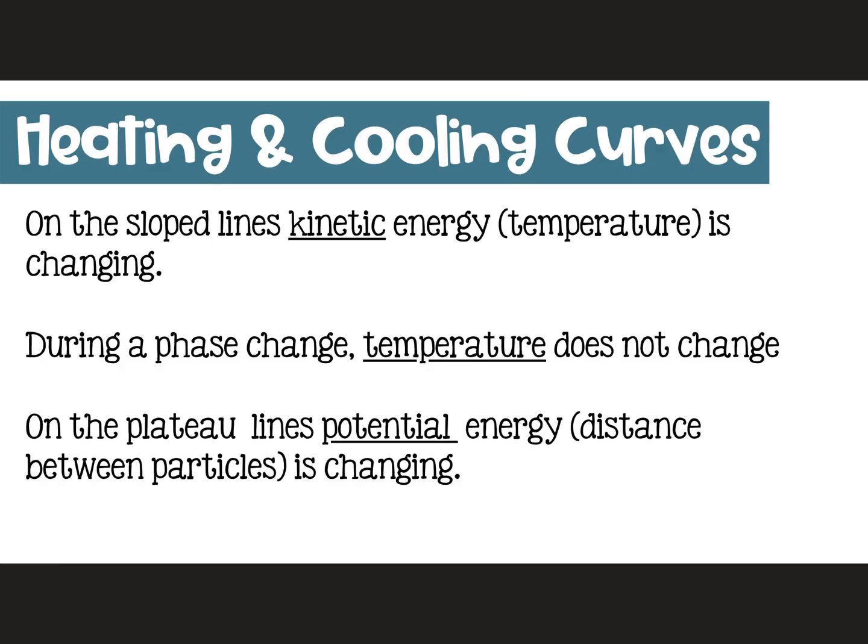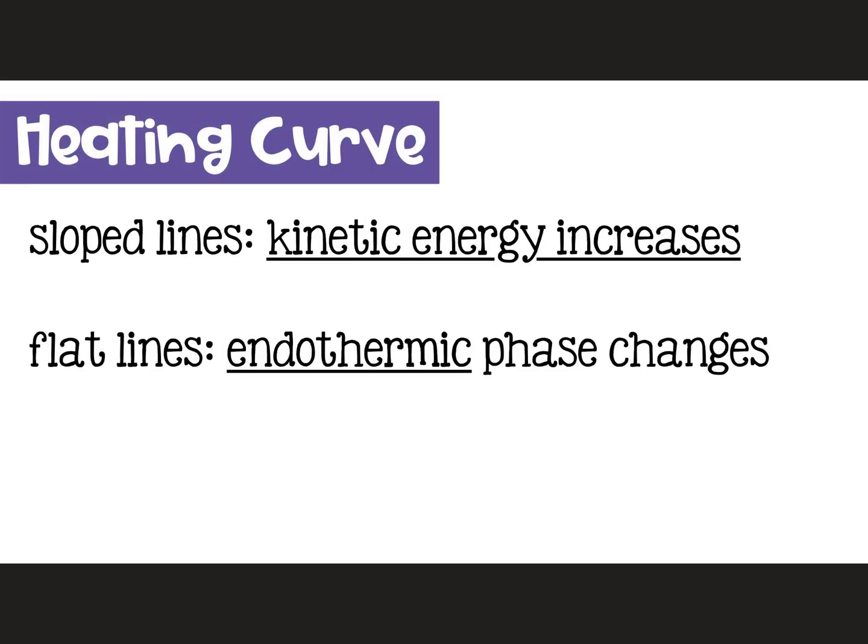When looking at a heating or cooling curve, the sloped lines have kinetic energy or temperature changing. During a phase change, the temperature does not change. This occurs when you have a plateau. On the plateau lines, potential energy or the distance between particles is changing instead. Remember, sloped lines have kinetic energy or temperature increasing, and flat lines have endothermic phase changes. The temperature stays the same, but the distance between particles changes.